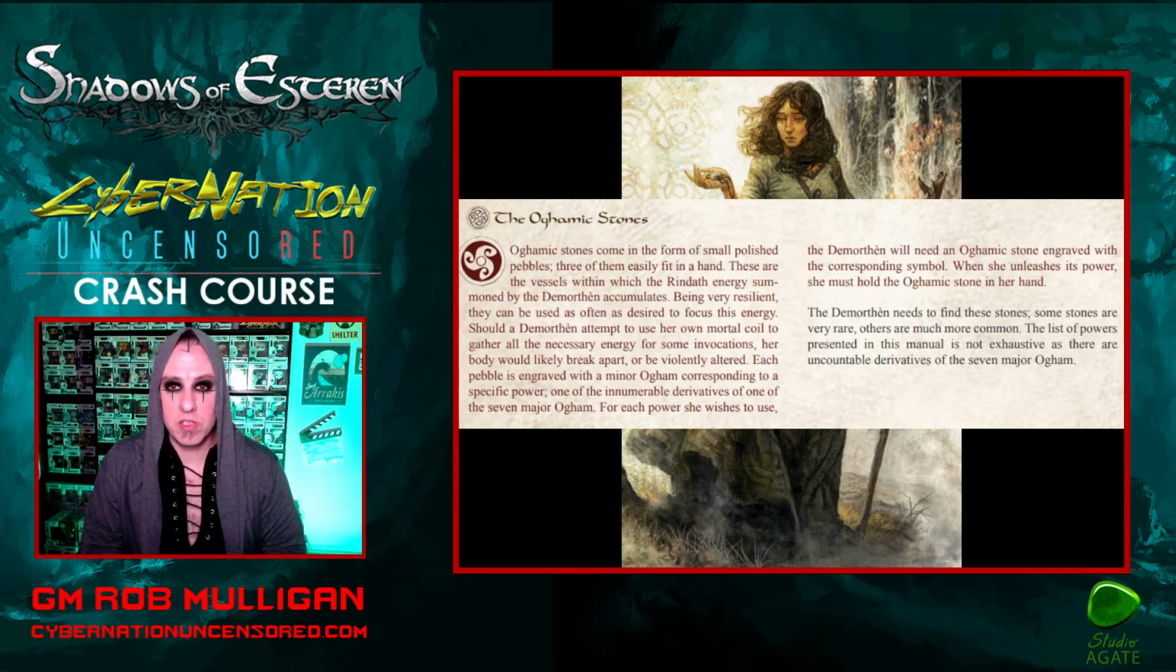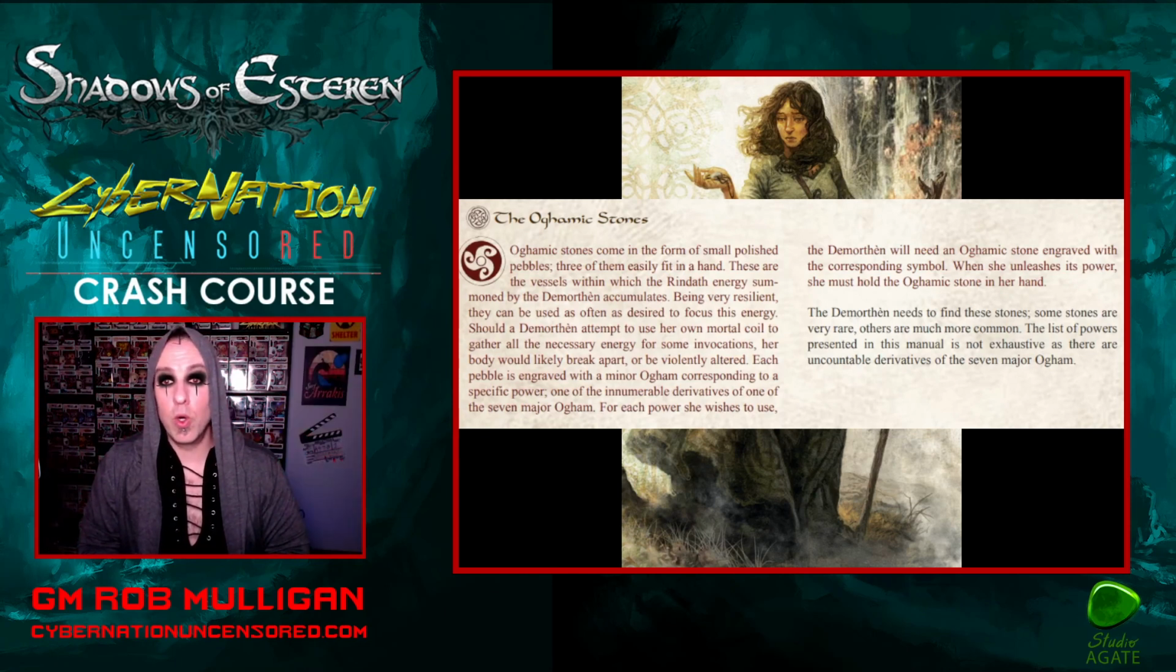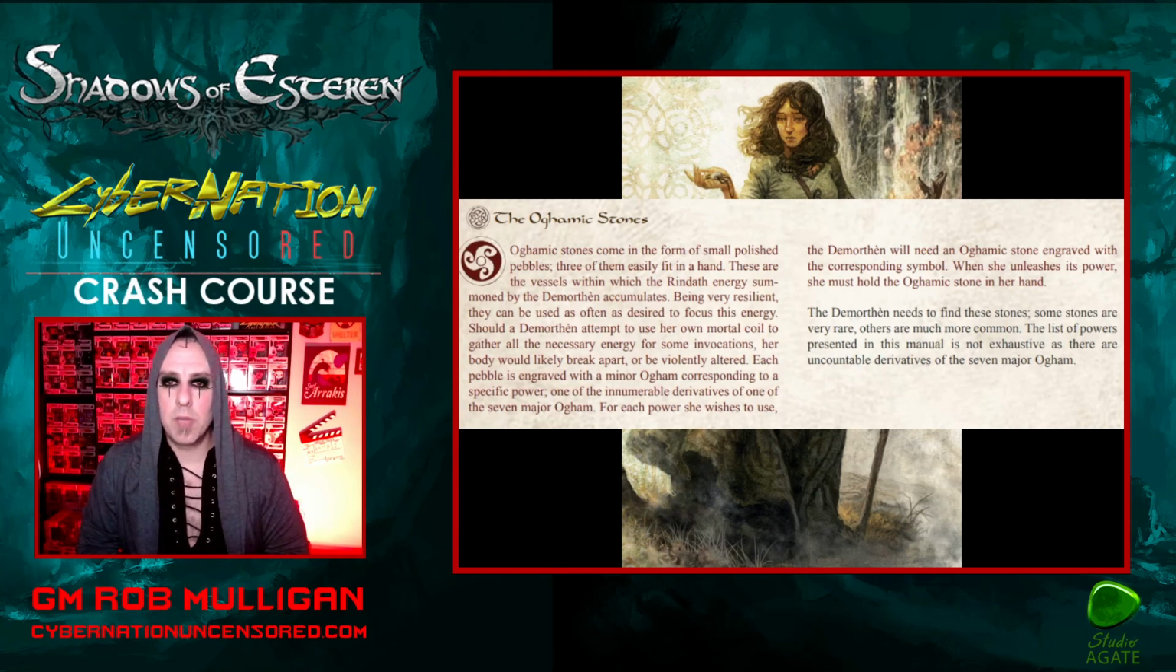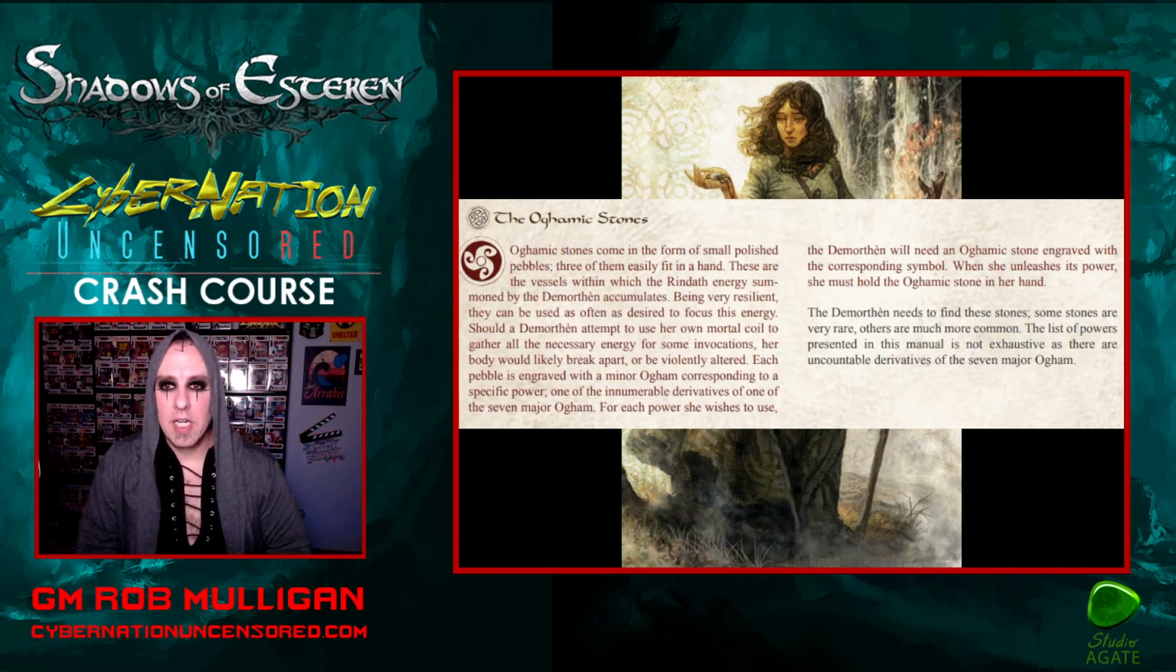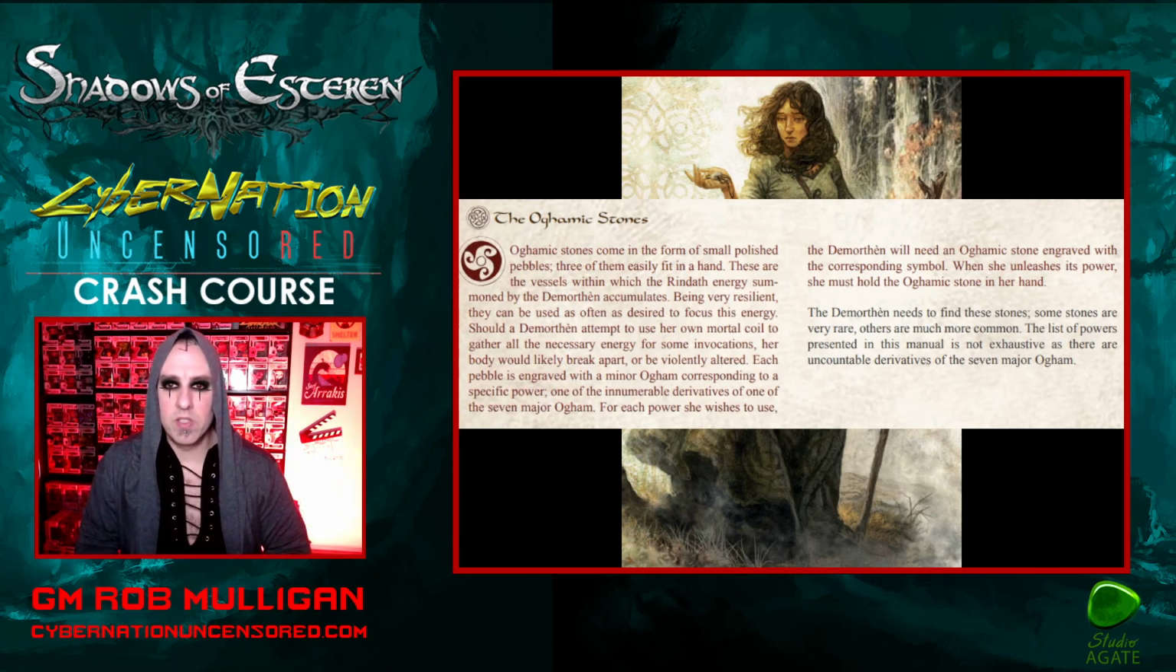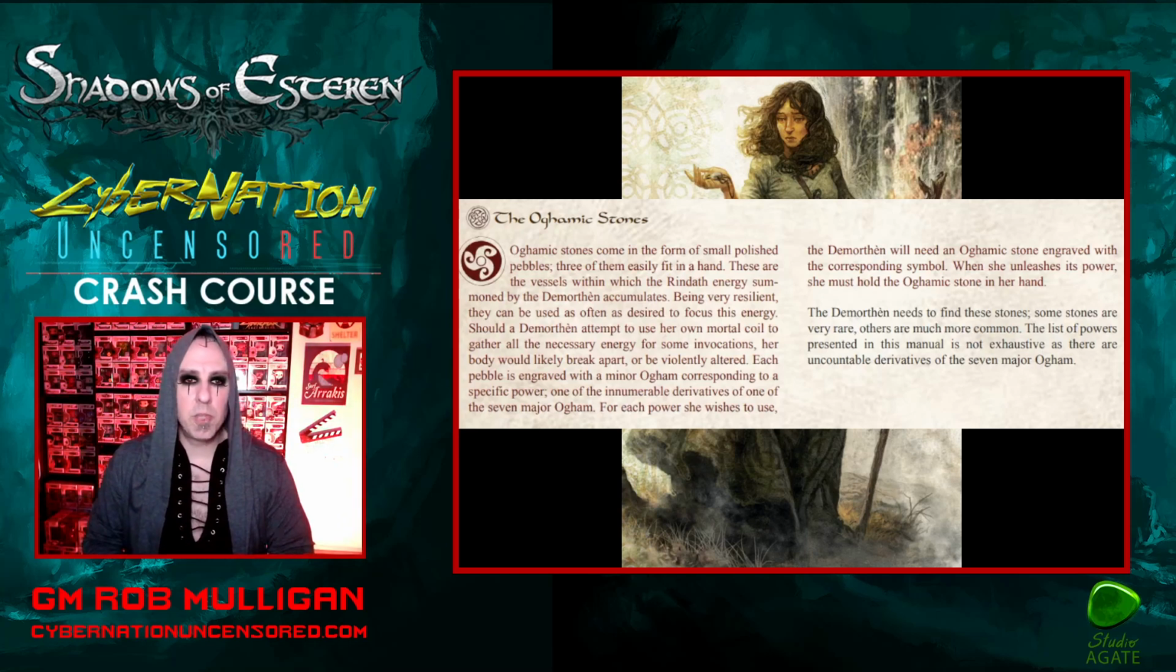For each power she wishes to use, the Demorthen will need an Oghamic stone engraved with the corresponding symbol. When she unleashes its power, she must hold the Oghamic stone in her hand. Now, something to mention here, the Demorthen needs to find these stones. Some stones are very rare, others much more common. The list of powers presented in the manual is not exhaustive, like I said, as there are uncountable derivatives of the 7 major Ogham. Again, I reiterate that fact because it's important to know that this book suggests things and gives you examples, but it's not the be-all end-all. Get creative, come up with your own.